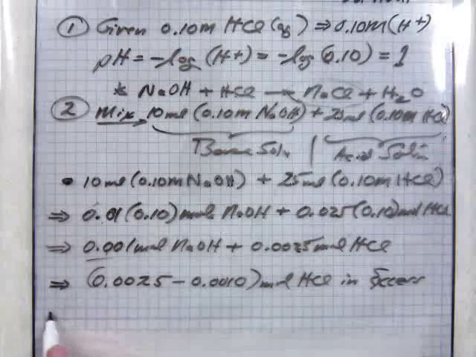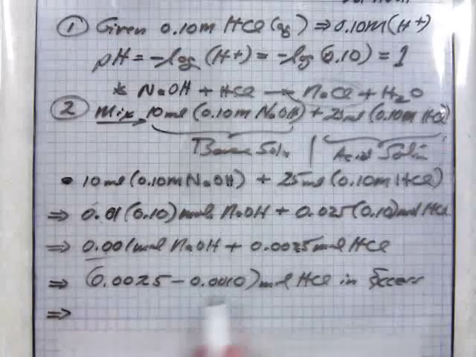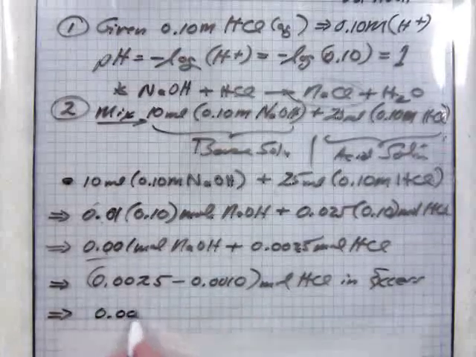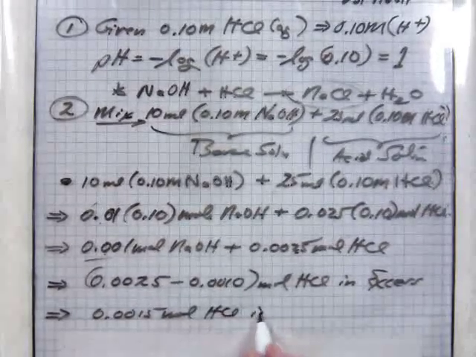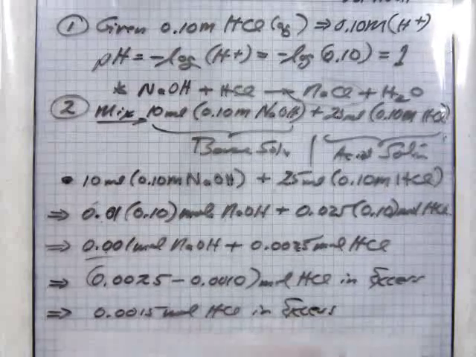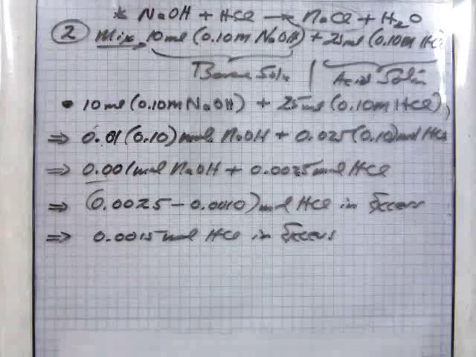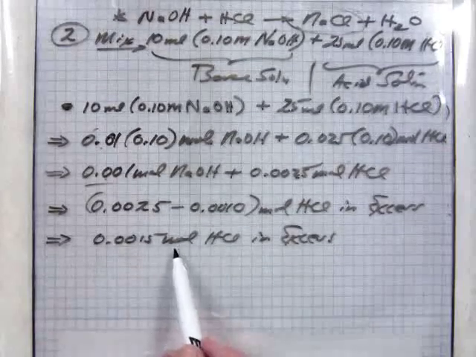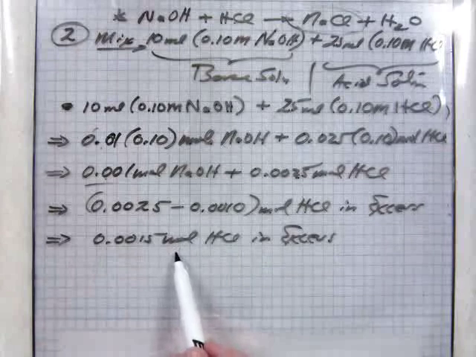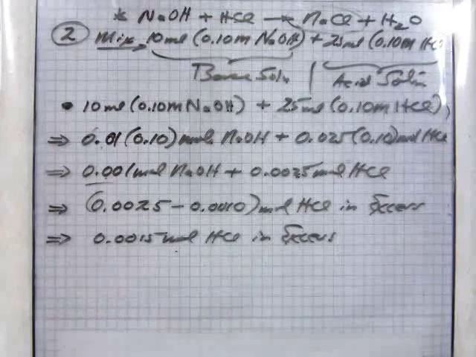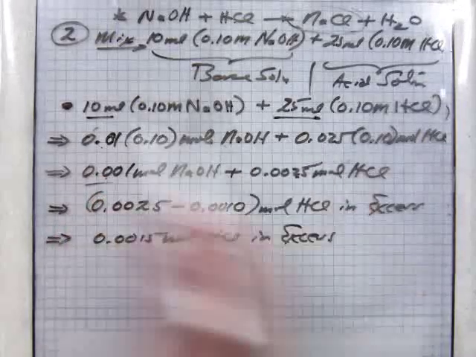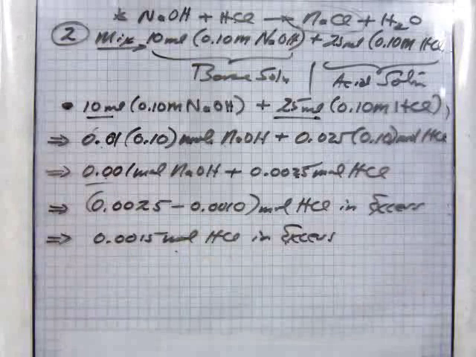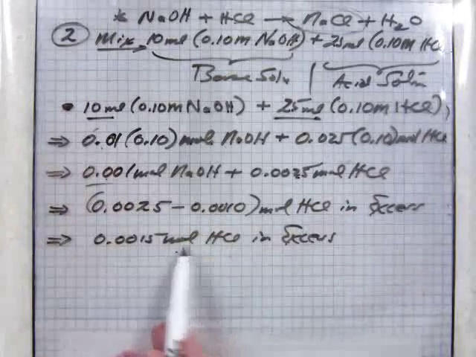So, subtracting 0.001 from 0.0025, that leaves 0.0015 mole of HCl in excess, along with the salt. Now, you can't calculate pH with the moles. You have to calculate it with solution molarity. So what you've done is you've added 10 milliliters and 25 milliliters. You have 35 milliliters now with 0.0015 mole of HCl.